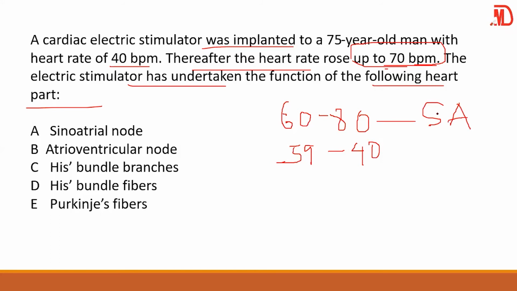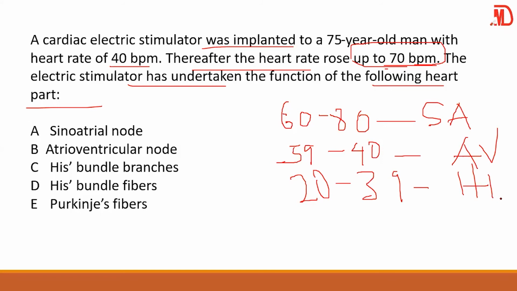So always look at the heart rate. If the heart rate is between 60 to 80, it's SA node. If it's between 40 to 59, you are thinking of the AV node. Then if it is between, let's say, 20 to 39, you are thinking of what? Bundle of His. Then if it is less than 20, you are thinking of what? Purkinje fibers. You are thinking of Purkinje fibers.